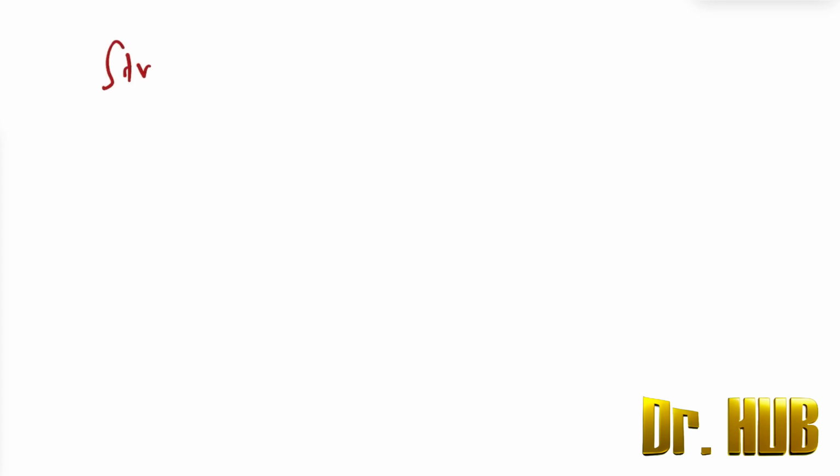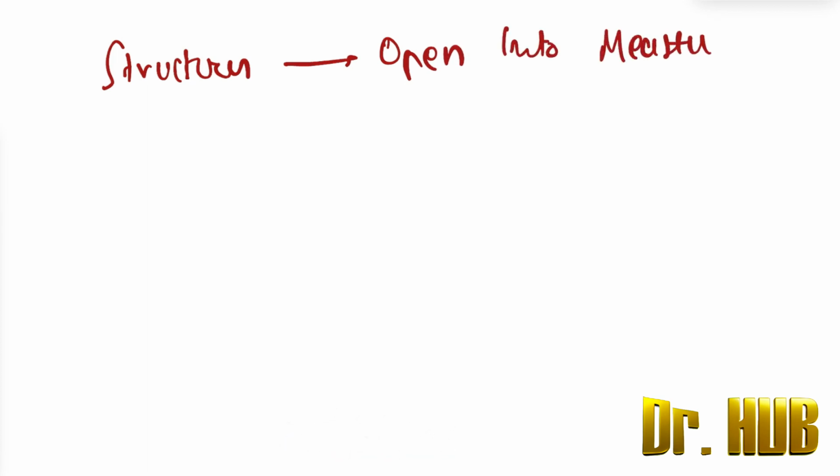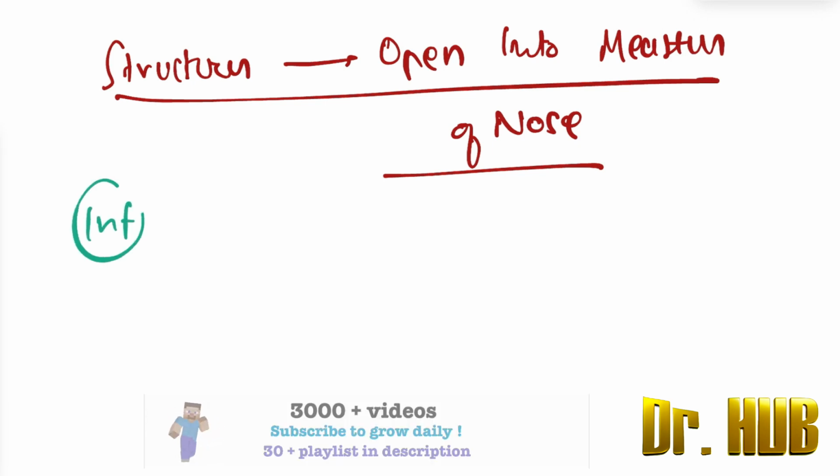Today we look at the structures which open into the meatus of the nose. First there is the inferior meatus.